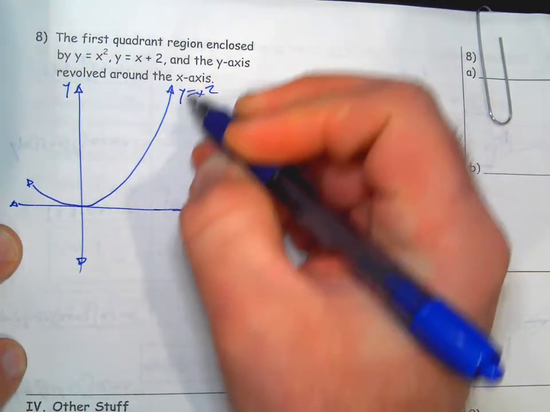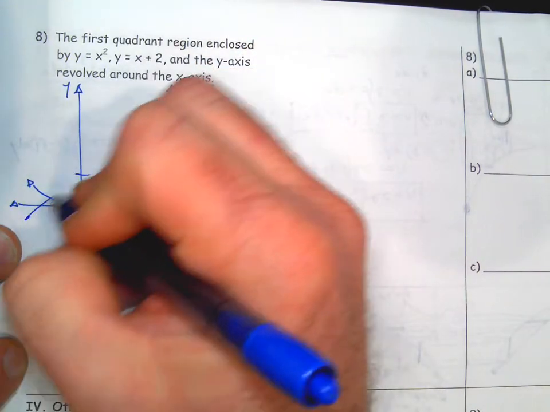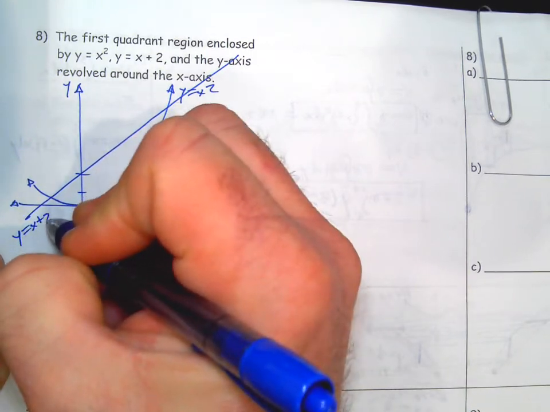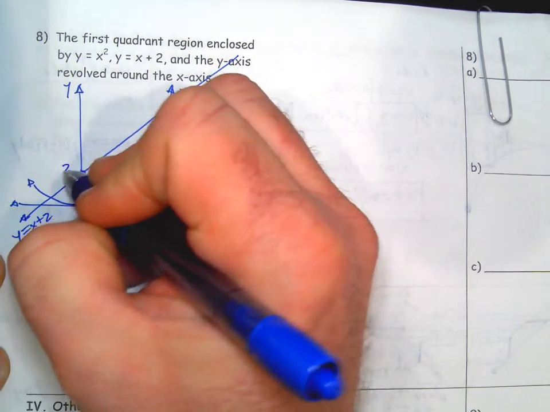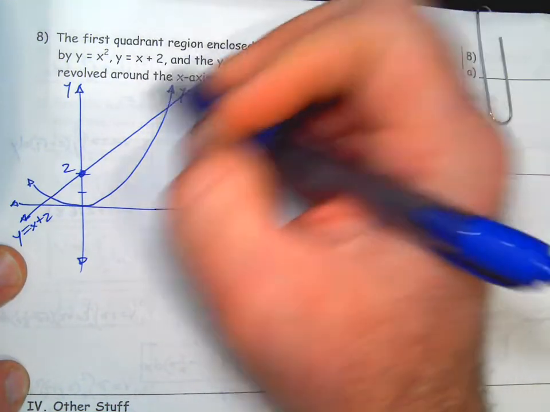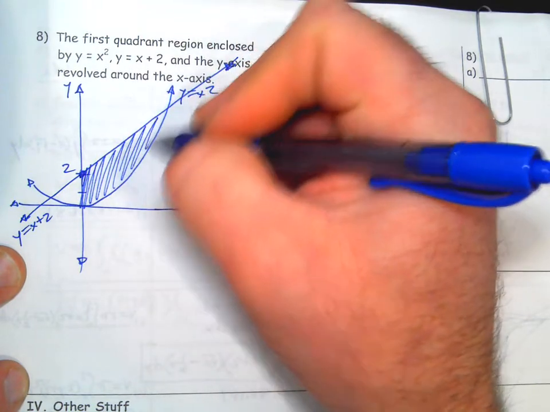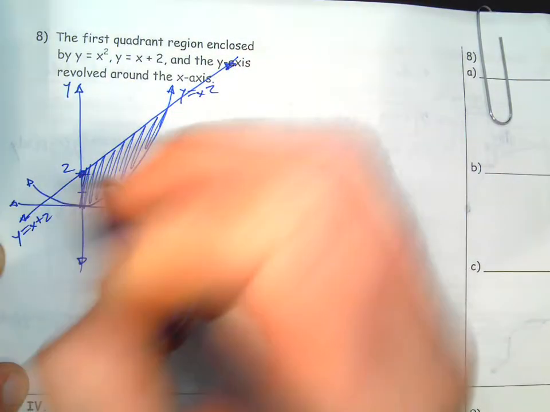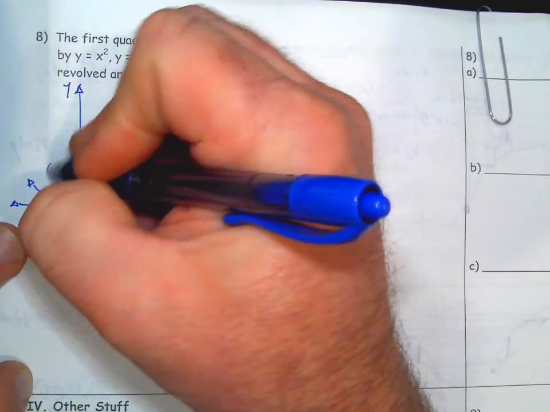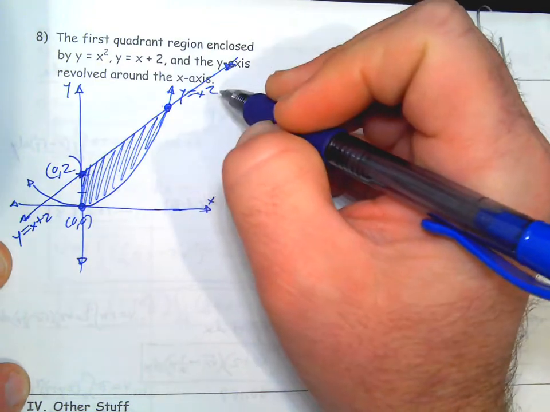Okay. Y equals x plus 2. Be kind of like a line like this. It goes through 2 on the y-axis. And the y-axis, okay, so it's this region right here, only in the first quadrant. So we need to find all the intersections. This is 0, 0. This is 0, 2. This I don't really know yet, so I think we got to try and find that.